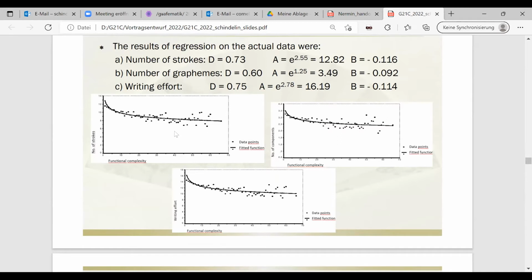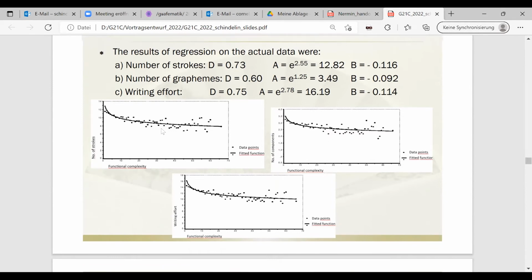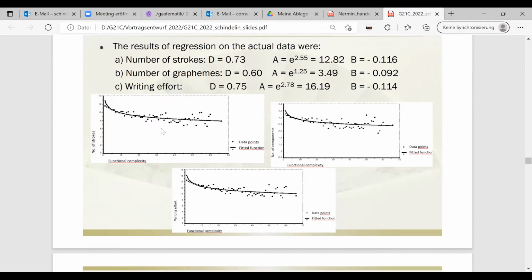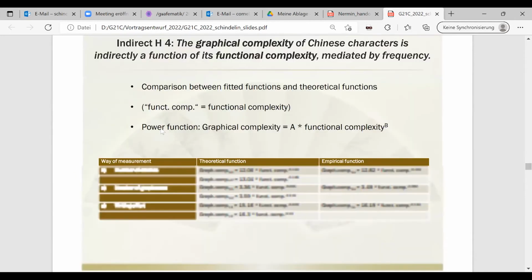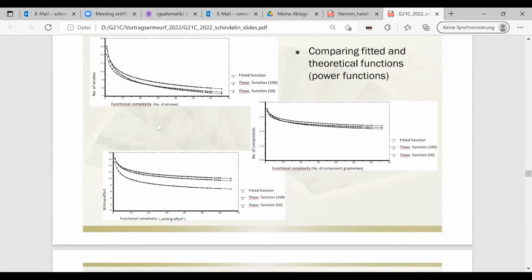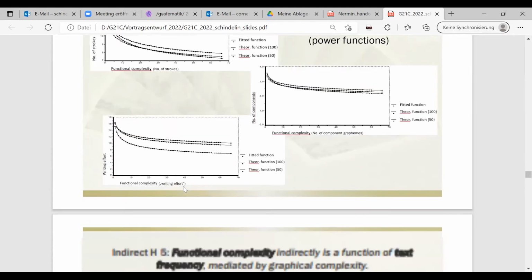This is the raw data, and the regression fit for this dependency. And now let's look, or maybe look at the numbers, but look at the curves here in the power function form. And you see that there is a little distance between the fitted function that was fitted to the data and the predicted function.